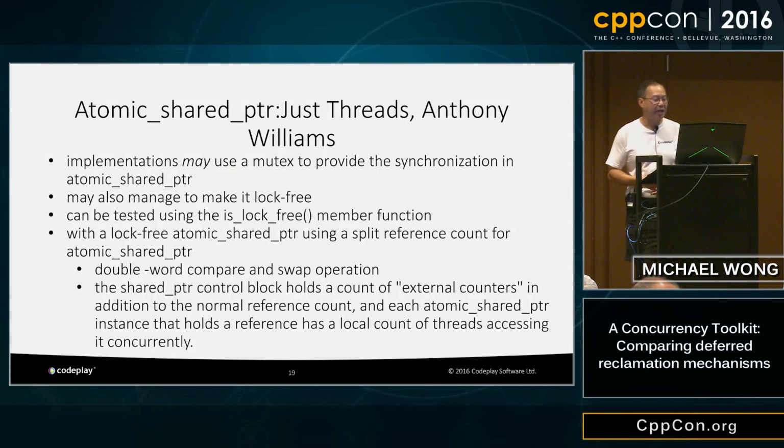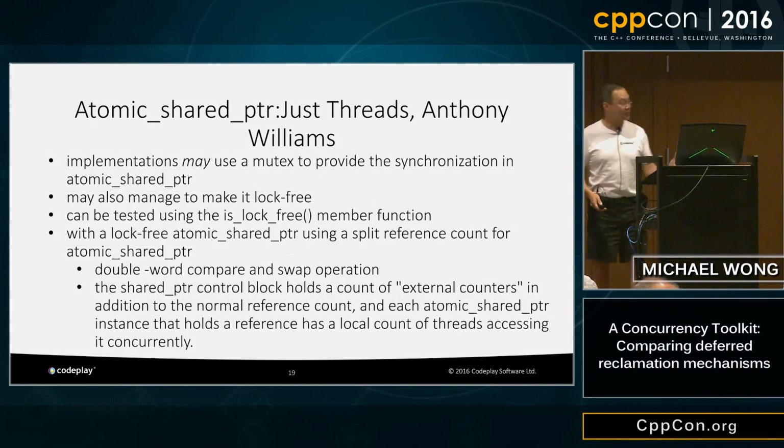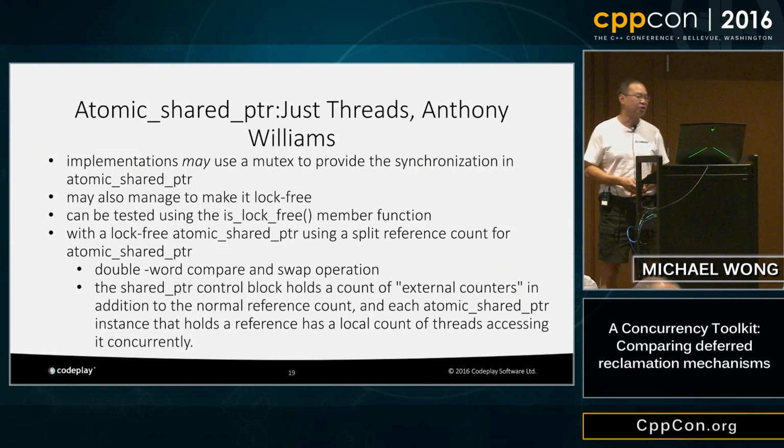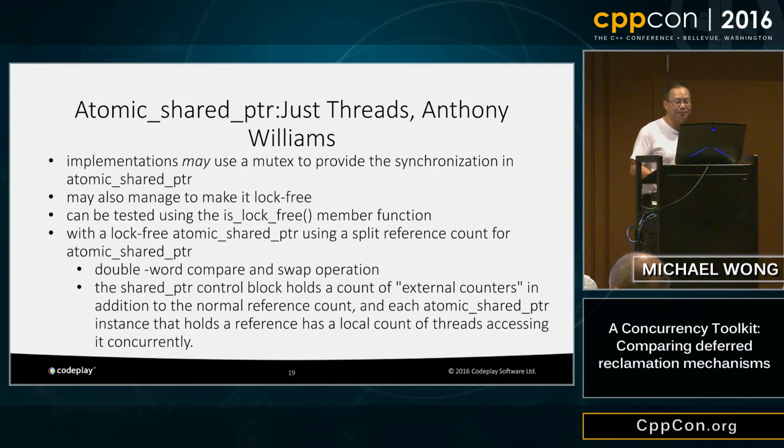As we had a conversation with Anthony Williams, I'm glad he's here to confirm what I'm saying. The implementation may use a mutex to provide the synchronization in atomic shared pointer, as we discussed. But you can make it lock-free, and you can query it with the is_lock_free function that's common in all atomic variants. With a lock-free atomic shared pointer, what he's doing is using a split reference count for atomic shared pointer.